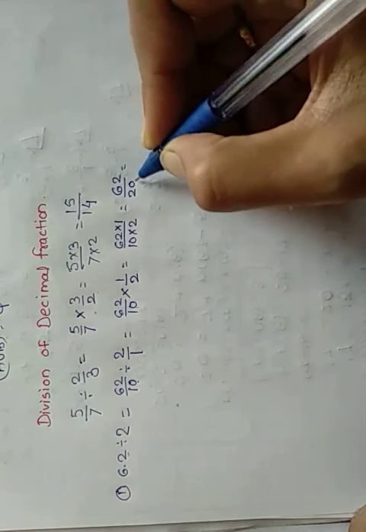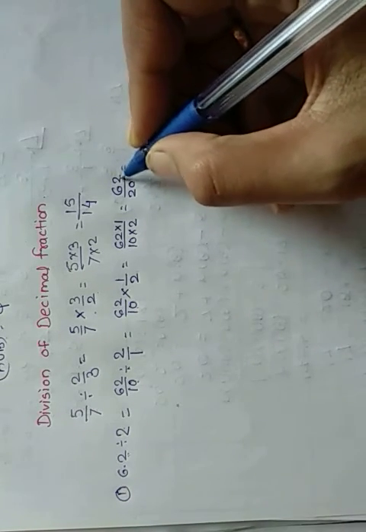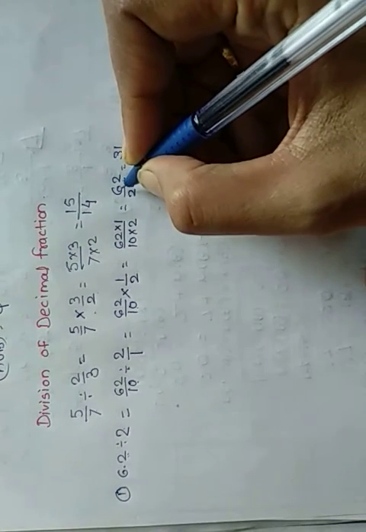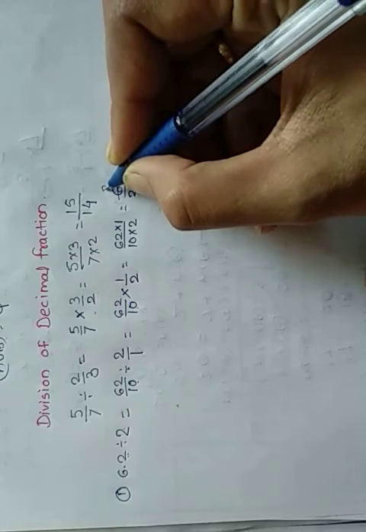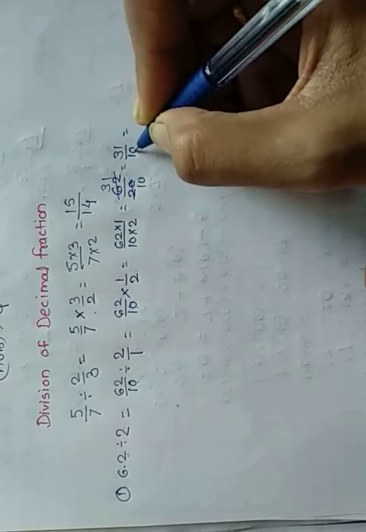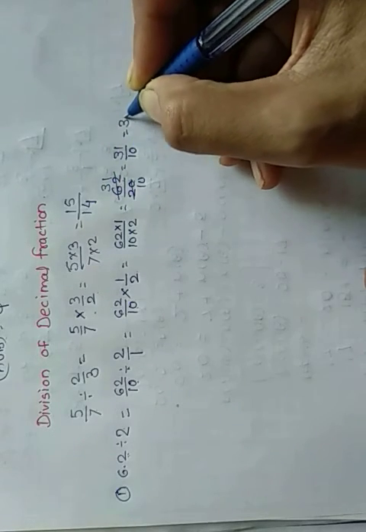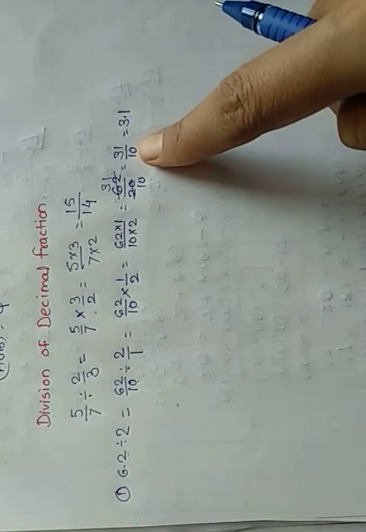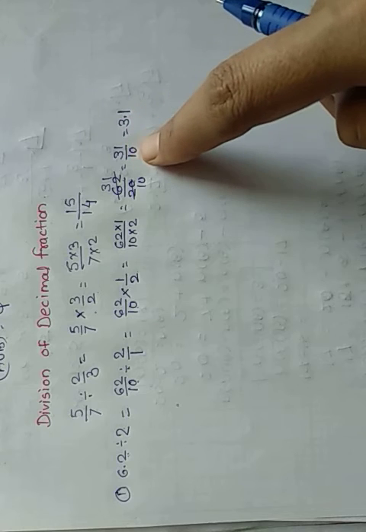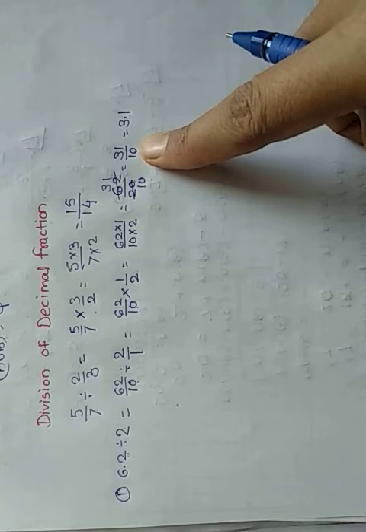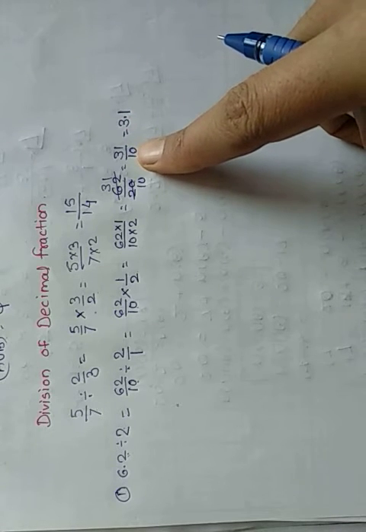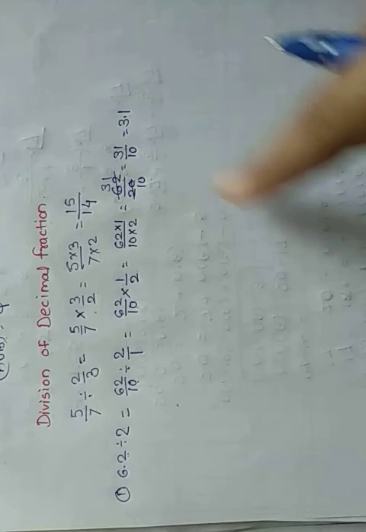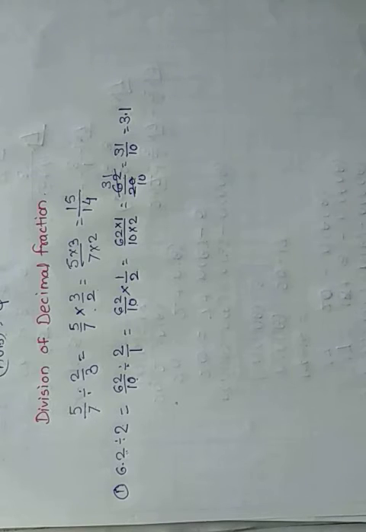Also you can reduce this. These two numbers are divisible by 2, so the answer is 31 upon 10 if you divide by 2. So the answer is 31 upon 10, that is 3.1. At last, convert this common fraction into a decimal, because the denominator has 1 zero, leave 1 place and give the point. So the answer is 3.1.